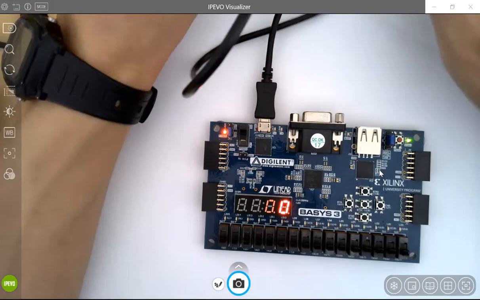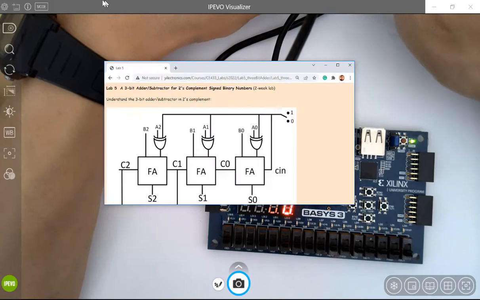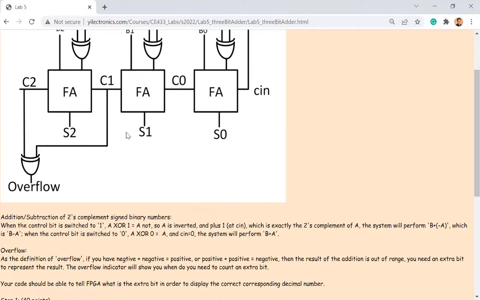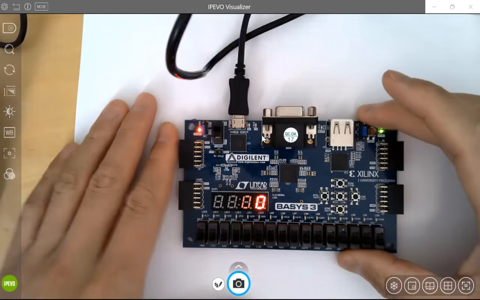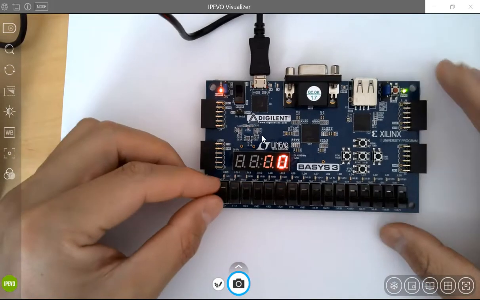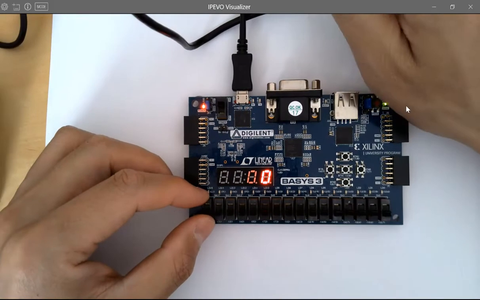Right, so this is a quick introduction to the lab for the embedded system class. So it's an introduction to this lab. And here's the final result. It's a 3-bit 2's complement adder and subtractor.